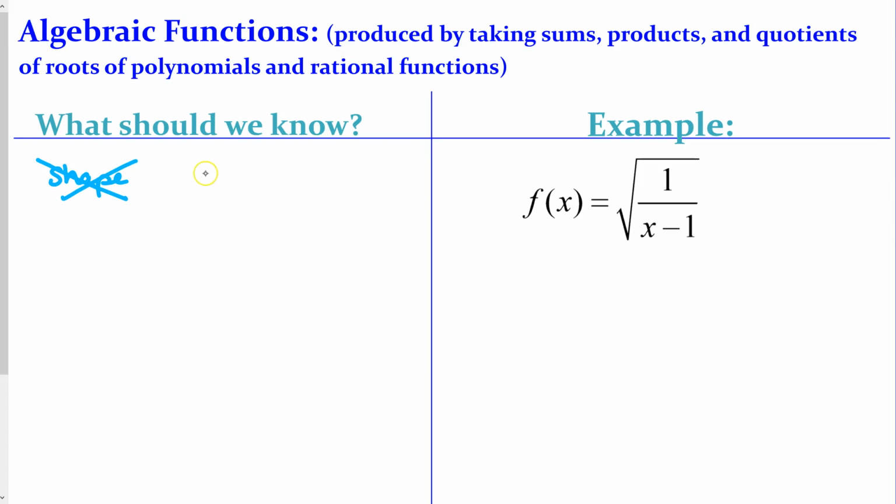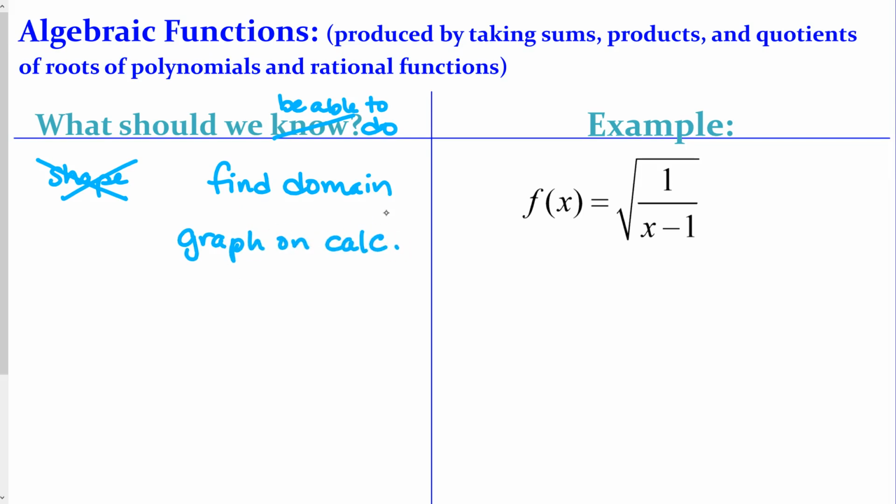What we should be able to do, not necessarily know, but be able to do, is find the domain, and graph on calculator. So for the domain of this example, think about the other problems we did. We did a problem with x in the denominator, and we said, well, the denominator cannot be 0, so in this case we would say x cannot be 1. That's the number that would make the denominator 0.